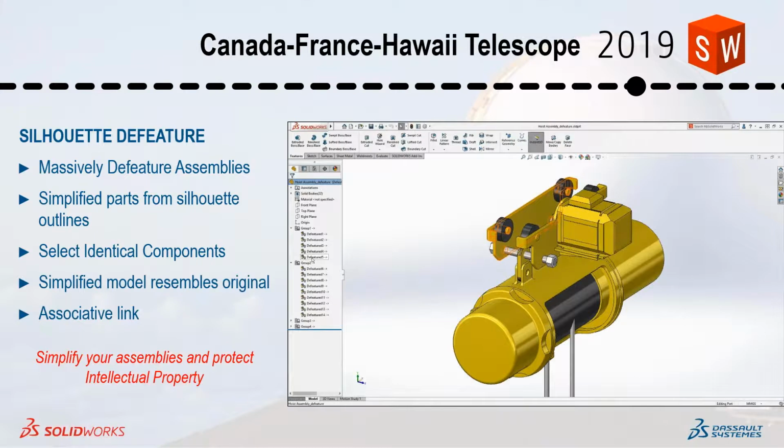So basically, this defeatured model can be saved into a new document with a link to the original document. So this can actually, again, help you to protect your intellectual property.